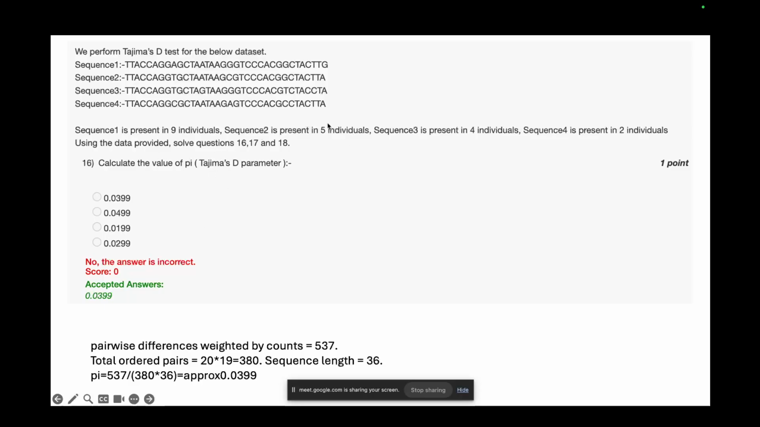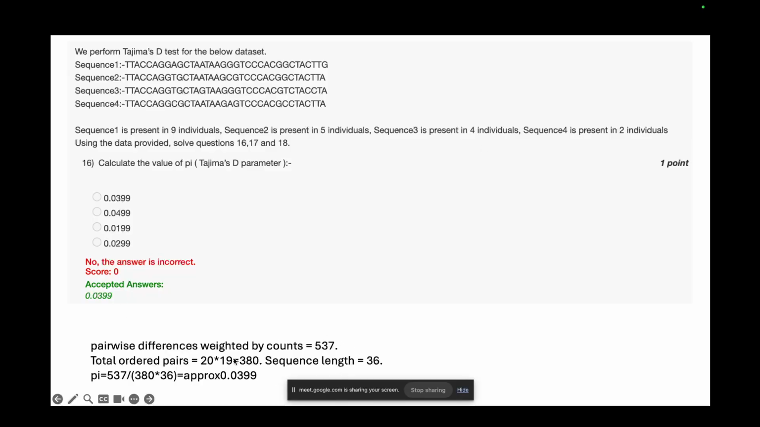Sequence two, you multiply it by five. Sequence three, you multiply it by four. Sequence four, multiply it by two. So when you do that, you'll find the total number of pairwise differences is 537. I've not done the individual calculation here, but the total number should come around 537. It is a tedious thing to do, but the idea is when you compare sequence one versus the rest of them, you weigh it by the total number of individuals. Same with sequence 2, sequence 3, sequence 4, etc. So that comes as 537.